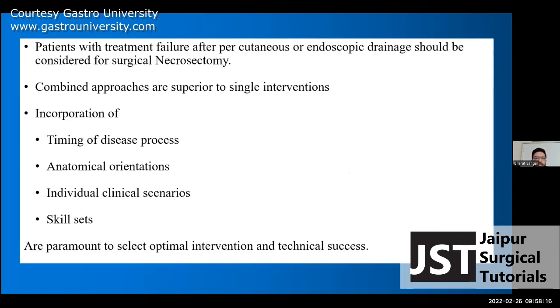Patients with treatment failure after percutaneous or endoscopic drainage should be considered for necrosectomy. And a combined, multidisciplinary team approach is superior to single interventions. Important is the incorporation of timing of the disease process, anatomical orientation, individual clinical scenarios, and the local expertise and skill sets available. These are all paramount to select the optimal intervention and for technical success in such cases.